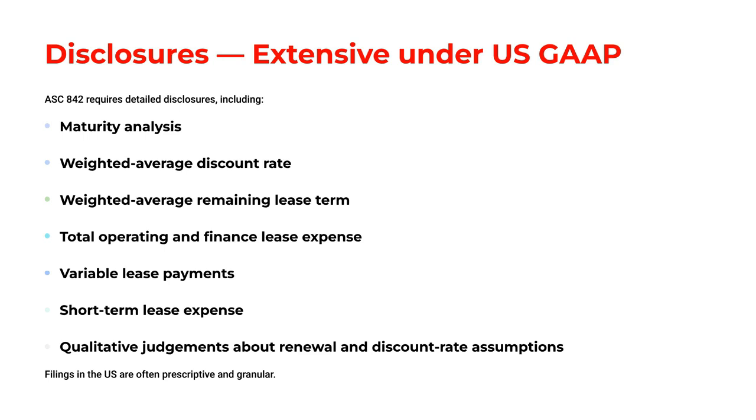Disclosures. Extensive under US GAAP, ASC 842 requires detailed disclosures, including maturity analysis, weighted average discount rate, weighted average remaining lease term, total operating and finance lease expense, variable lease payments, short-term lease expense, and qualitative judgments about renewal and discount rate assumptions. Filings in the U.S. are often prescriptive and granular.